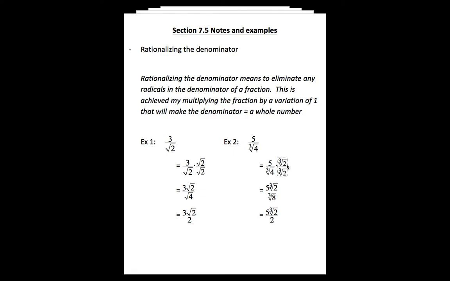I don't change the value of my fraction. When I actually do the multiplying, I end up with 5 times the cube root of 2 over the cube root of 8 in the denominator. And then I can simplify the cube root of 8 to be just 2. And now I have officially rationalized my denominator because I no longer have a radical in that denominator.